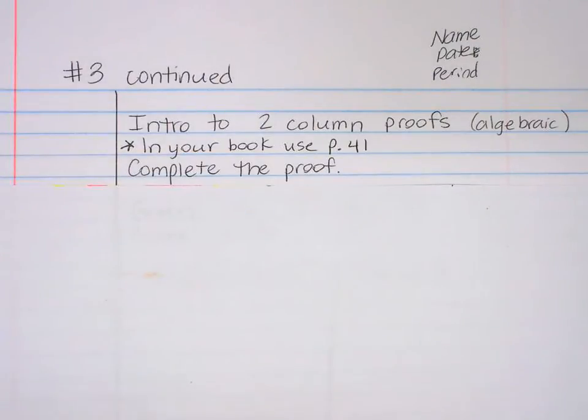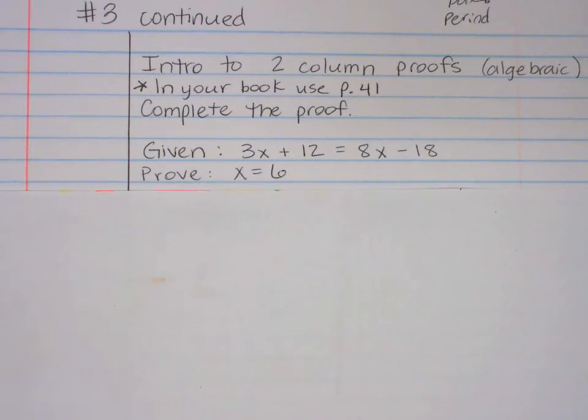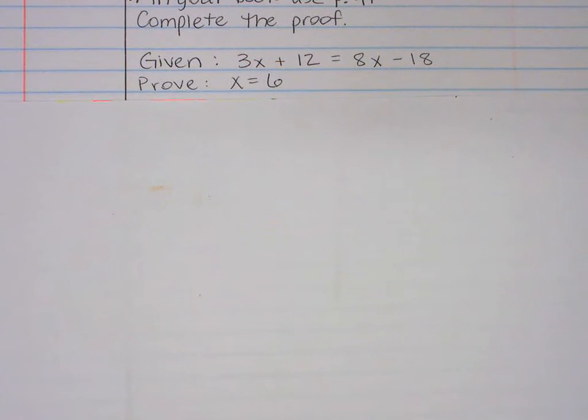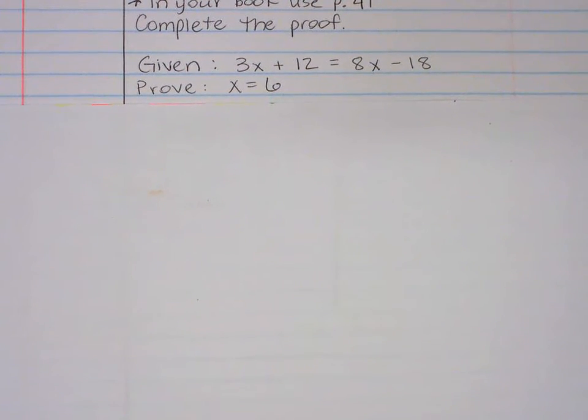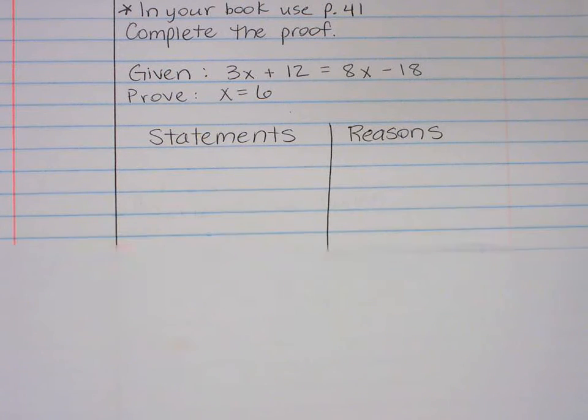Okay, so anyways, we're going to go ahead and complete the proof. When you have any proof, there is a given and something that you have to prove. The given in this case is an equation. And the thing we're proving is x equals 6. You set up a 2-column proof like this.